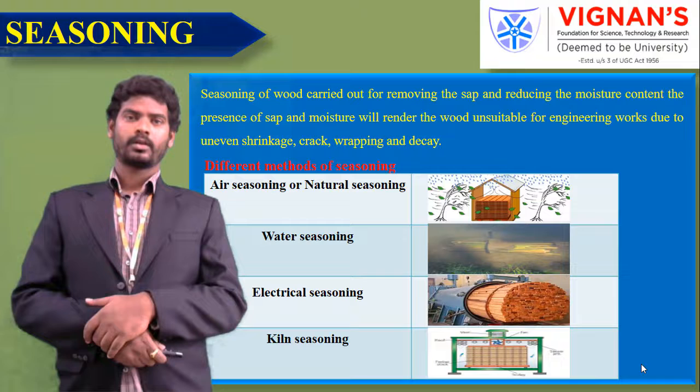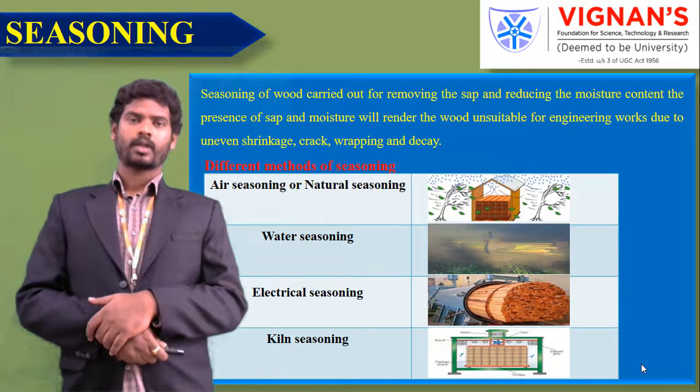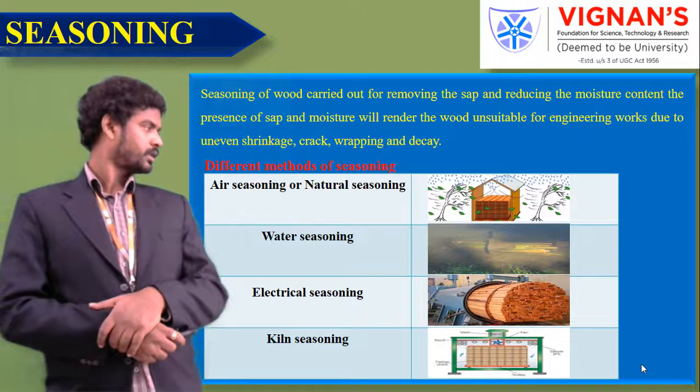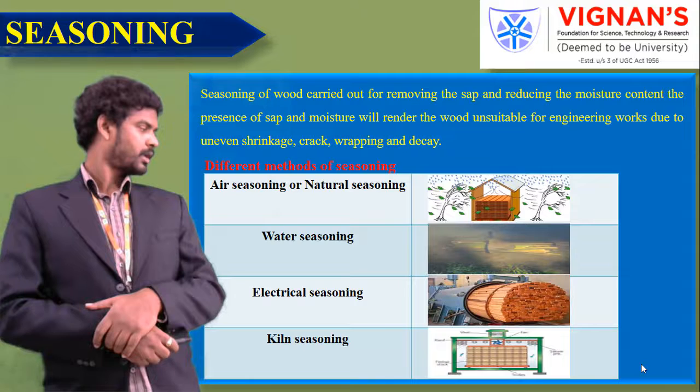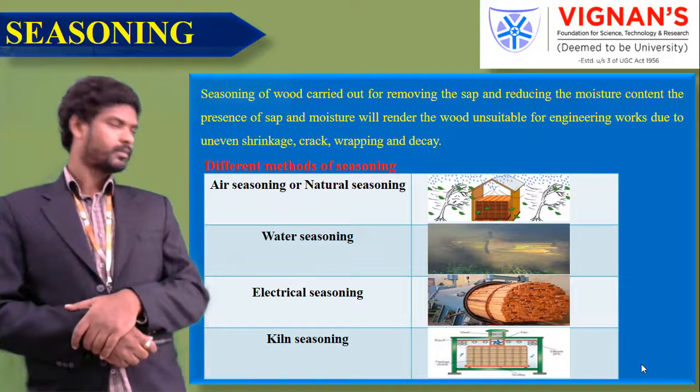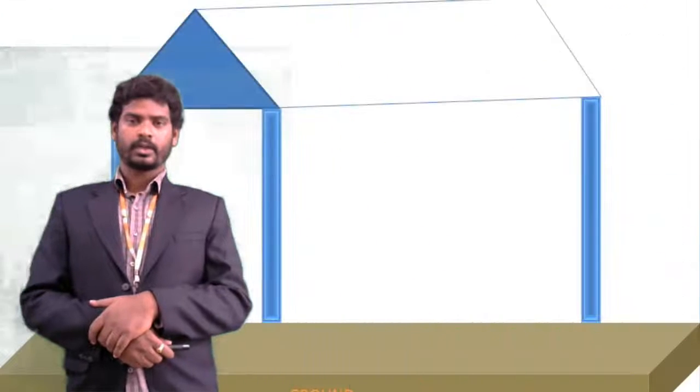Different methods of seasoning. First one, air seasoning or natural seasoning. Next one, water seasoning. Third one, electrical seasoning. Fourth one, kiln seasoning. The first one, air seasoning.